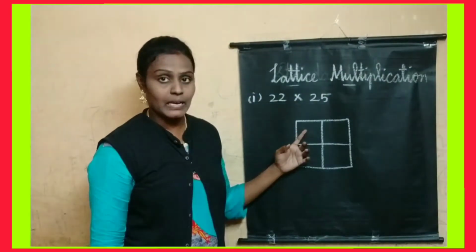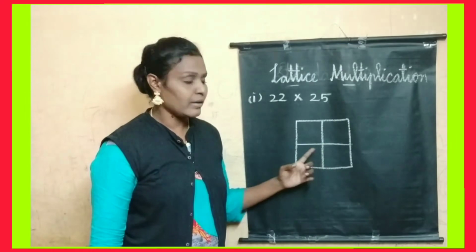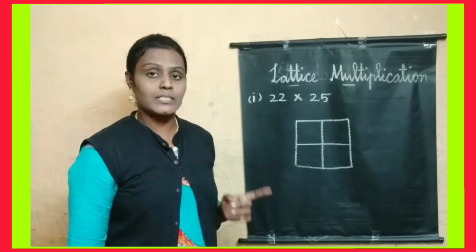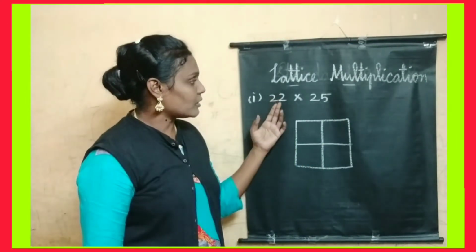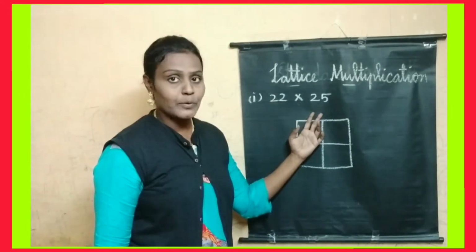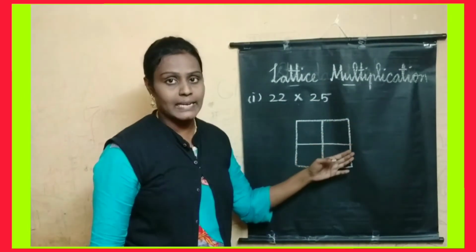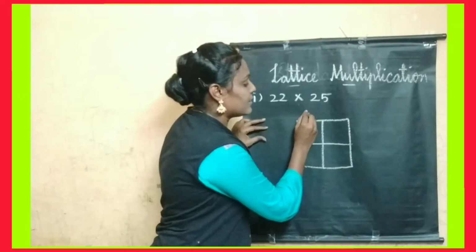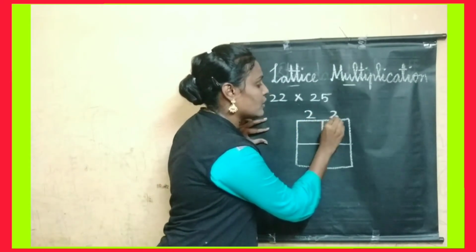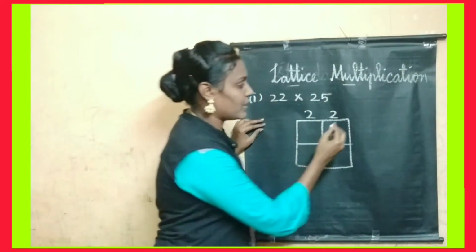Children, here we have 1, 2, 3, 4. After drawing 4 squares, we have to write the multiplicand on top and the multiplier on the side. Multiplicand is 22 and the multiplier is 25.